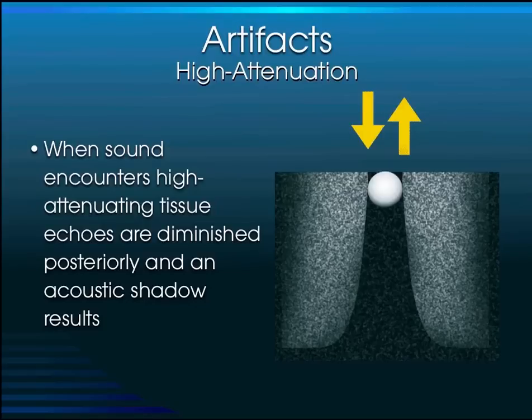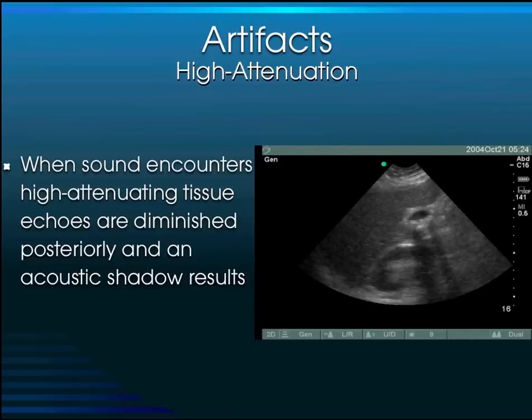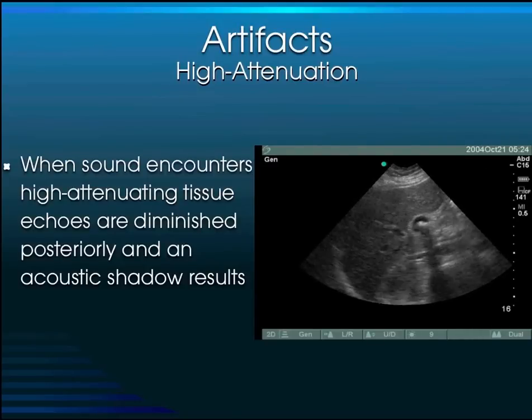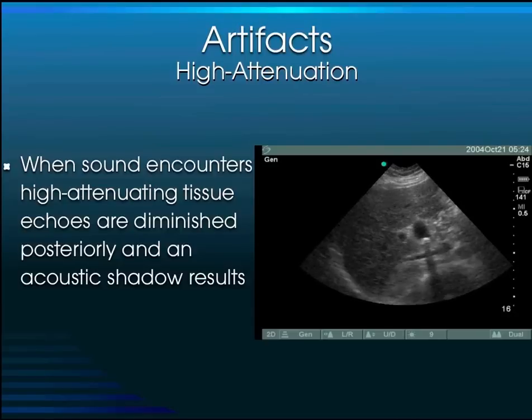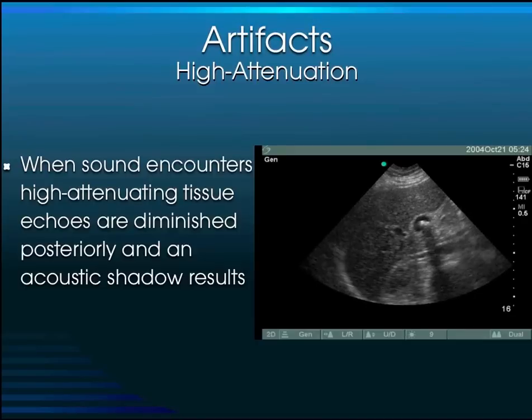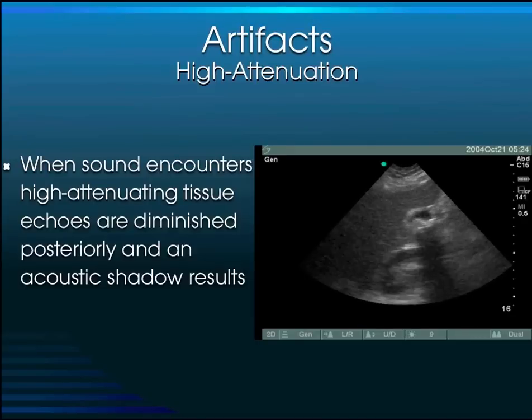Well, then there's different artifacts. The word attenuation means the progressive weakening of the sound as it travels into and then out of the body. When sound encounters a highly attenuating tissue, therefore, the echoes posterior to it get diminished, and an acoustic shadow is what results. This happens when you have tissue that is very high density, such as gallstones. You see the sound is getting attenuated or weakened as it encounters the gallstones, and then there's a shadow that persists, and that is what defines us as having a gallstone.